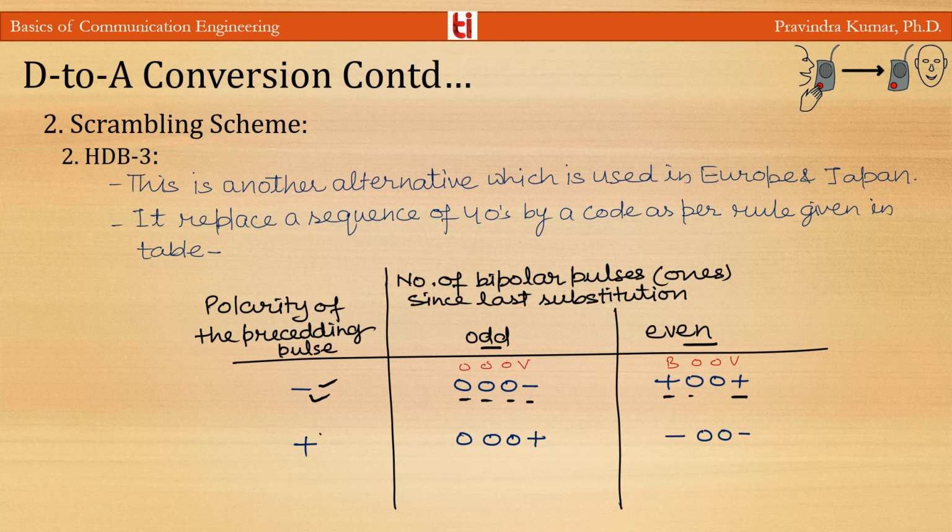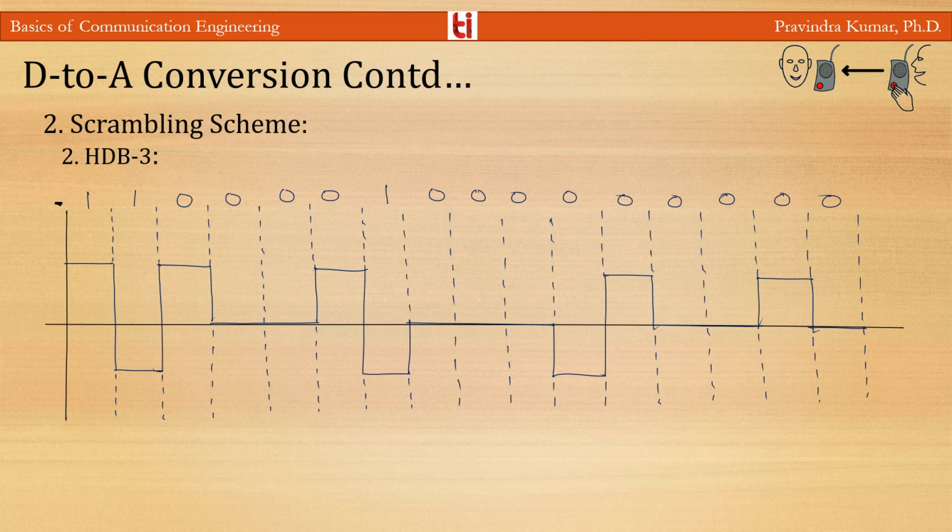If the polarity of the preceding pulse is positive and the number of bipolar pulses is odd, it is replaced by 0 0 0 plus. If it is even, it is replaced by minus 0 0 minus. Just like you can see here, if we have data 1 1 0 0 0 0 1 0 0 0 0 0 0 0 0 0, then these four zeros, 1 2 3 4, will follow the rule.